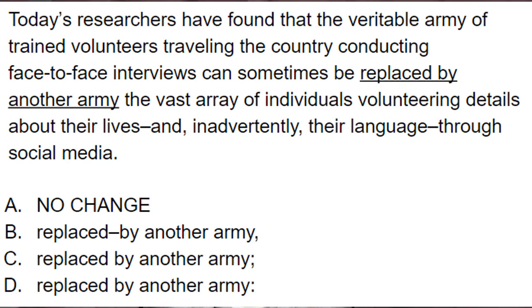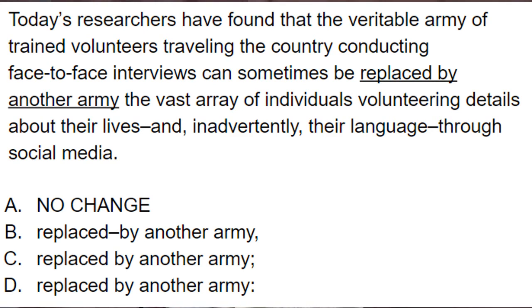If I look at C, I see a semicolon. And I know that a semicolon must have one complete sentence, which we've determined that first part is, but the second half must also be complete. So if you look at that sentence, the vast array of individuals volunteering details about their lives through social media, remember I can ignore that little extra info, that's not a complete sentence. It doesn't have a complete thought all on its own. It's describing the first half. So C's out, and I'm left with D.